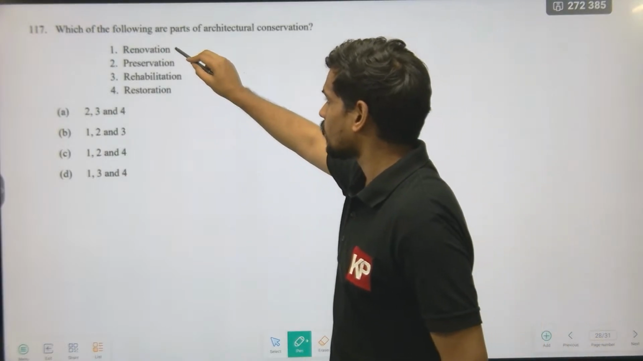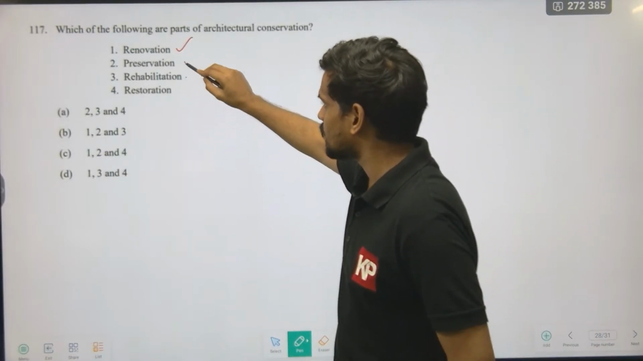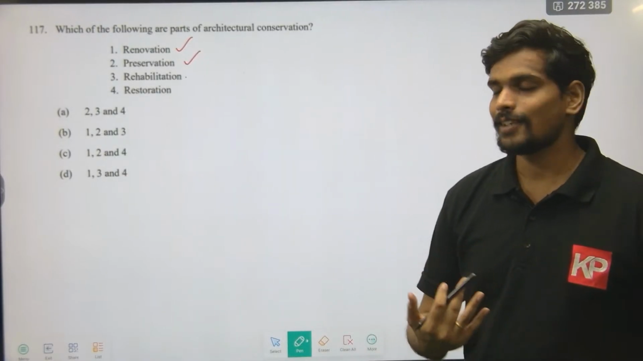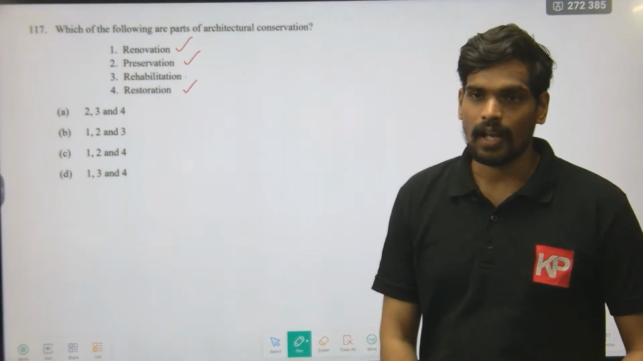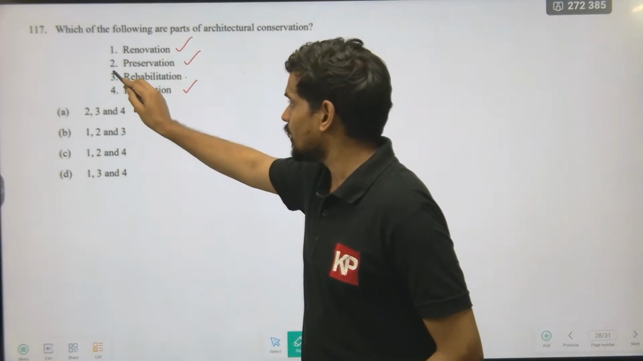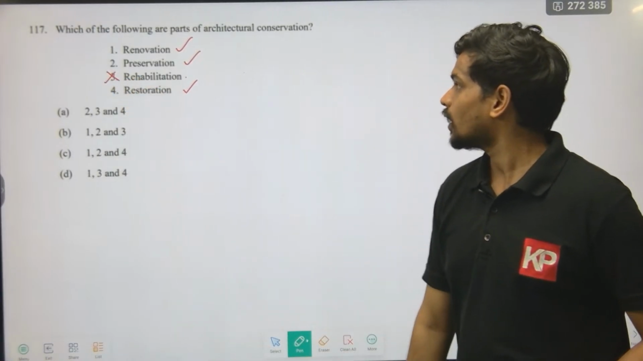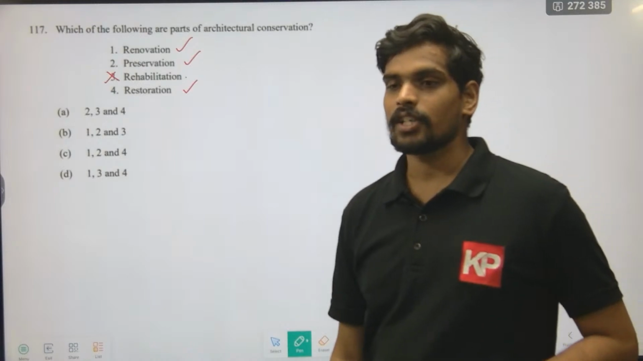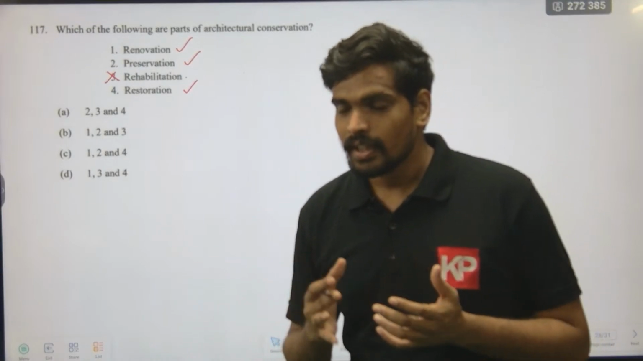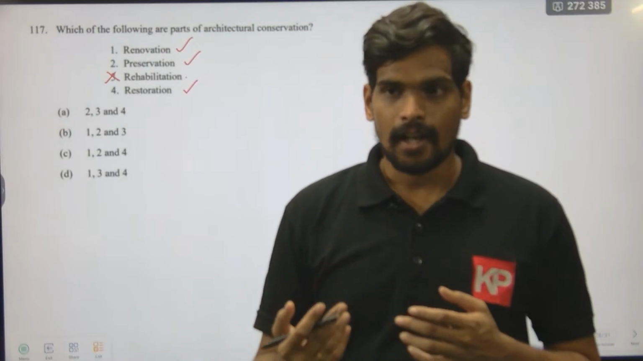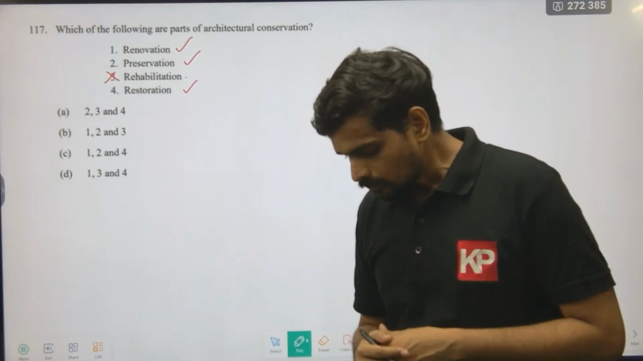Renovation, yes, it is a part of conservation. Preservation also. Preserving something has to do with conservation. Rehabilitation and restoration. Restoration also has to do with conservation. Rehabilitation is not the term associated with conservation. Rehabilitation is basically related to disaster management. Whenever there are communities which are affected by a disaster, you rehabilitate them.